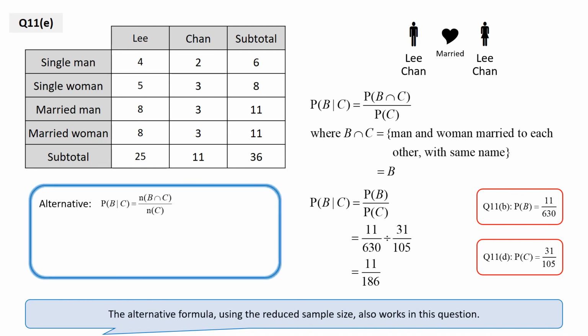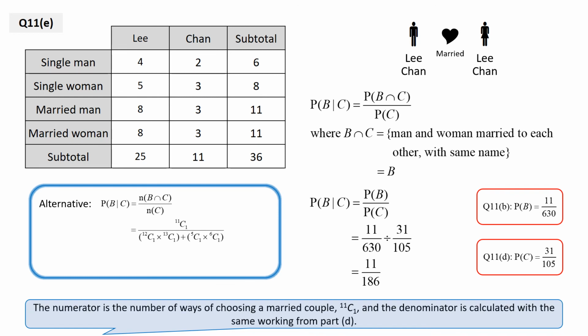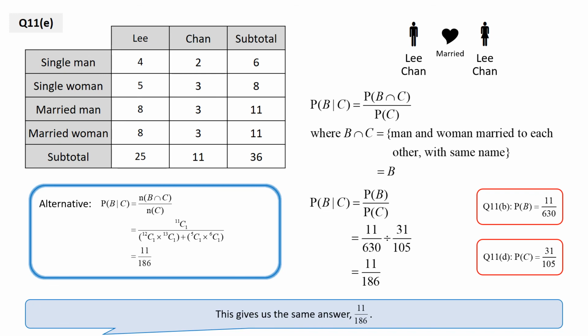The alternative formula using the reduced sample size also works in this question. The numerator is the number of ways of choosing a married couple, 11 choose 1, and the denominator is calculated with the same working from part D. This gives us the same answer, 11 over 186.